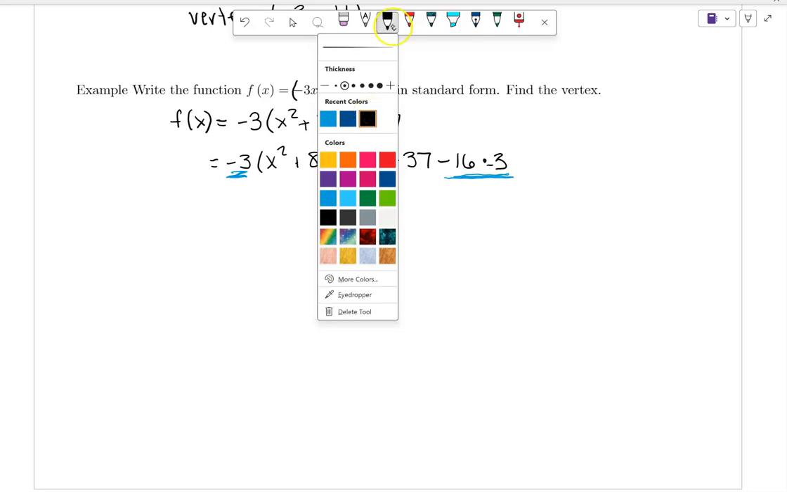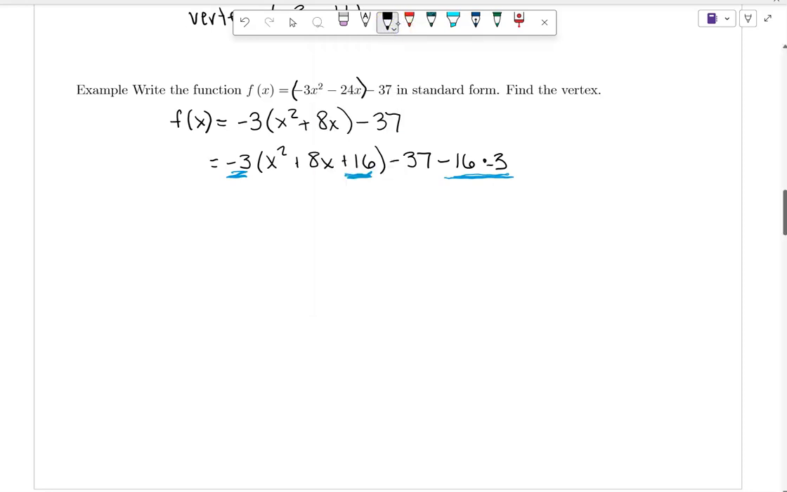Then where do you go from here? Yep, you can factor the thing. So what did you get when you factored it? X plus 4 squared. Yes. X plus 4 squared, and then we have our minus 37 minus 16 times negative 3.